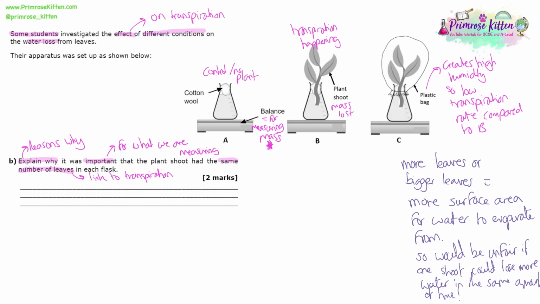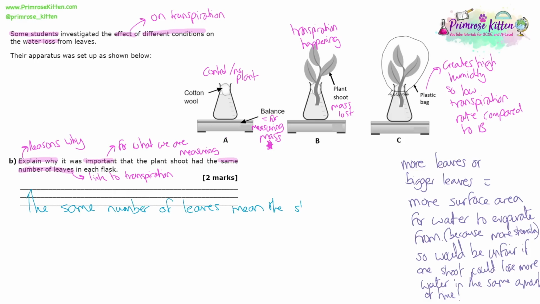So that's all we need to say. So we need to explain why. So why would it be unfair if they had different numbers of leaves? Link it to transpiration, because if they had more leaves or bigger leaves, then there would be more surface area for water to evaporate from. So the same number of leaves means that the shoots have the same surface area or the same number of stomata. Either of those is correct here.